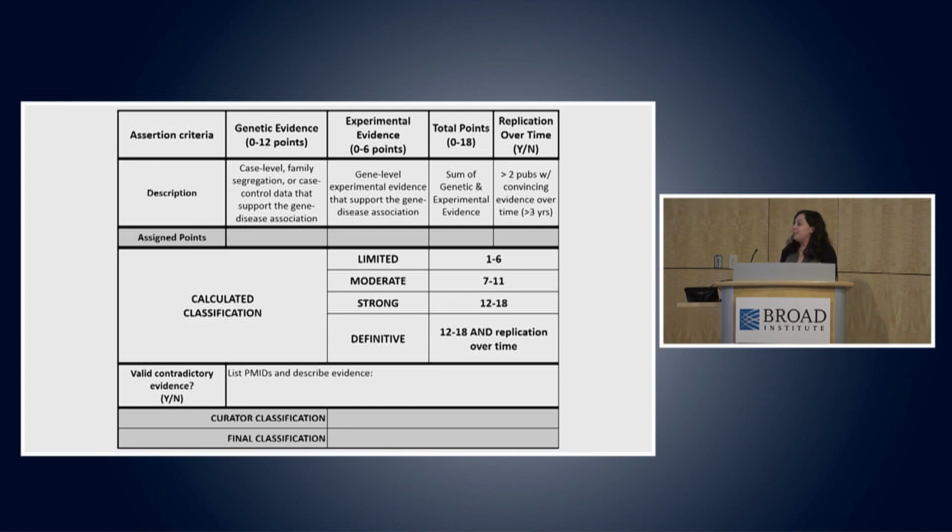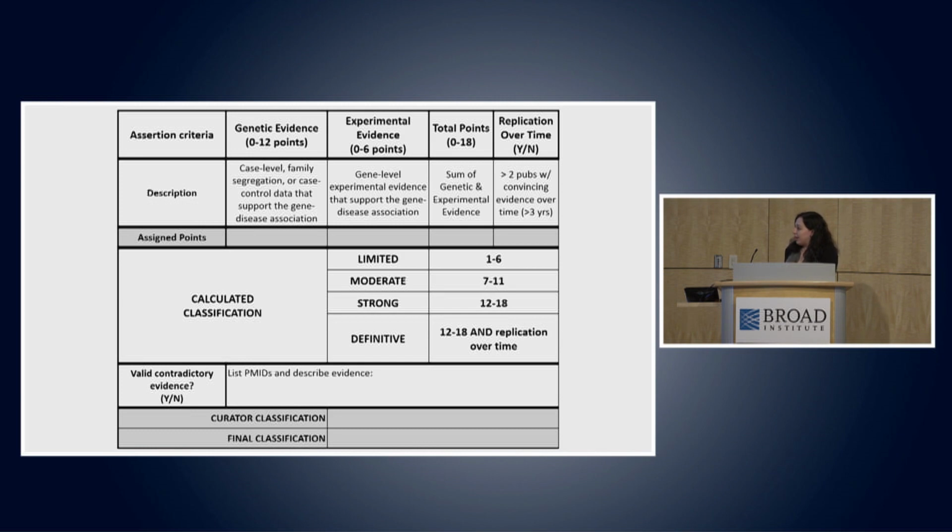And this is the summary matrix here. So you have the genetic evidence. You can score 0 to 12 points for genetic evidence, and this is both case level data and case control data and segregation data. And experimental evidence, which you can score up to 6 points, and these include things like biochemical function, animal models, a functional alteration in patient cells, et cetera, and I'll tell you all about that shortly. And this can total up to 18 points. And as you can see, here are the corresponding numbers for each bucket. So limited, for example, is 1 to 6.